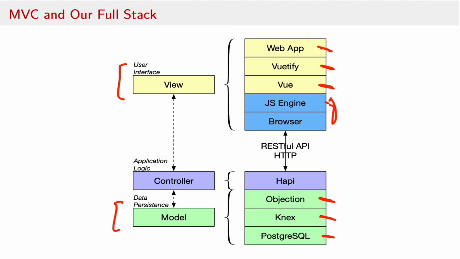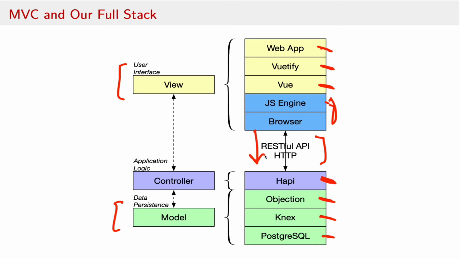And then the controller really is this layer I've labeled Hapi. We haven't talked about this a lot yet, but basically that's JavaScript code that runs on the server that provides an interface to the view by way of a RESTful API. So when the application is running in your browser and you do something that requires a response from the server, there's going to be a RESTful API endpoint that's going to be provided by Hapi that's going to allow the view to interact with the controller.